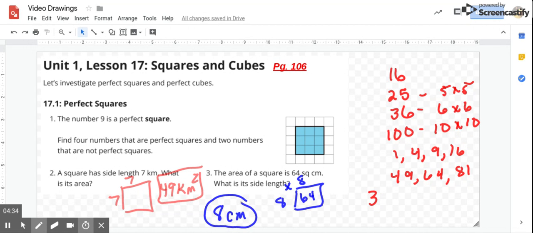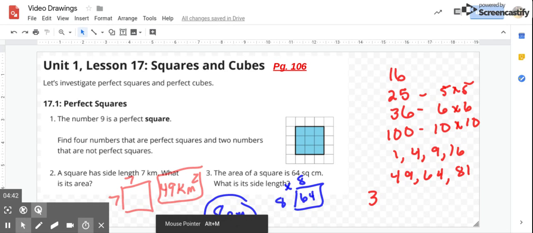And it's centimeters because, if you remember from the last one, centimeters is a length. When we're doing a side length, it's centimeters. So that would be the first activity. We're going to stay on page 106 as we continue on.